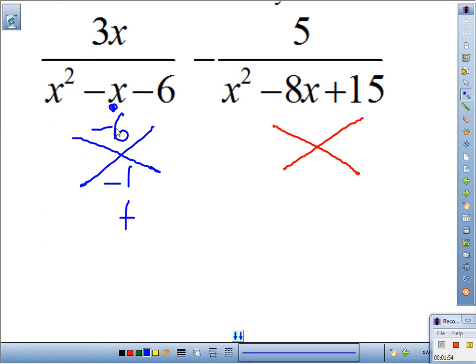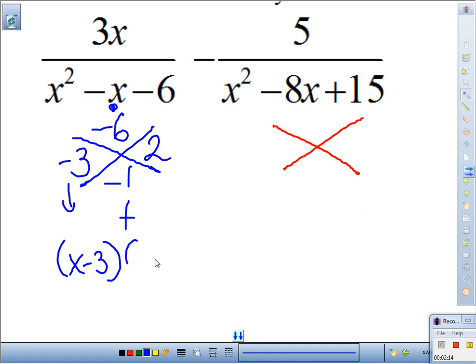What factors of -6 add up to -1? -3 and +2. Now, here's a shortcut. Look up. This only works if this x squared does not have a coefficient. Does this have a coefficient? No. So this shortcut does work. I'm going to write x minus 3 and x plus 2. Once again, this shortcut only works when the first term does not have a coefficient. If it has a coefficient, this shortcut will not work.